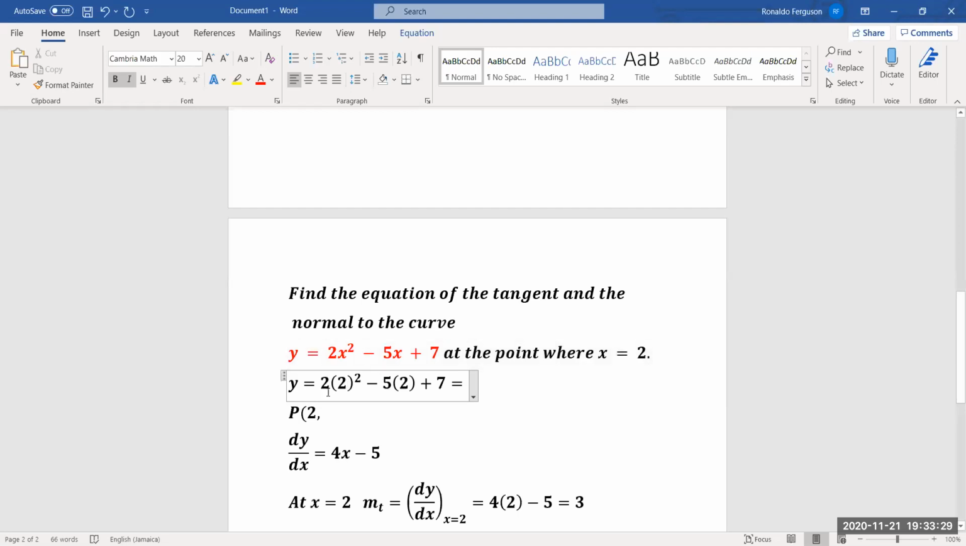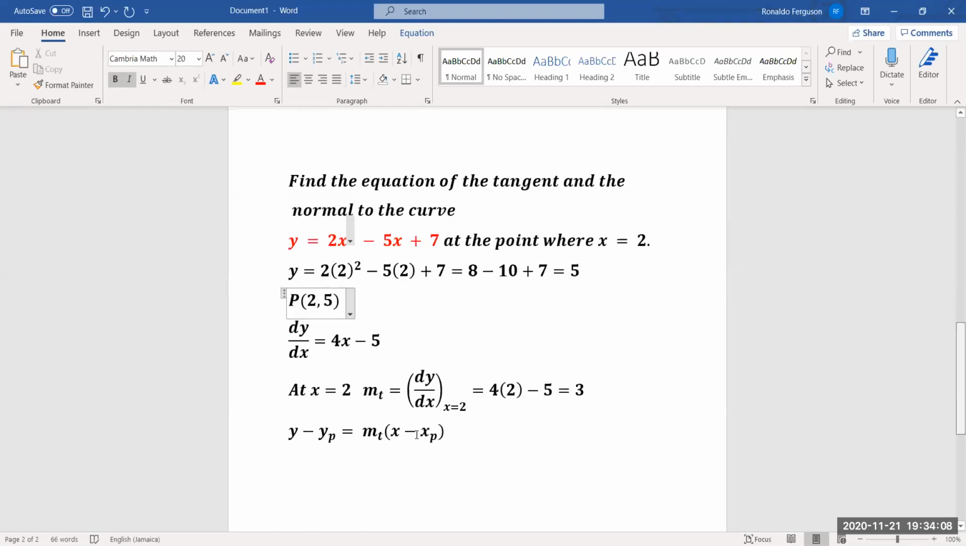So 2 squared is 4, 4 times 2 is 8. So we get 8 minus 5 times 2 is 10, and then we add 7. So 8 minus 10 plus 7. 8 minus 10 is negative 2. Negative 2 plus 7 is 5. You get 5. Y is 5. And so the point is 2, 5. So we're finding the equation of the tangent at 2, 5.